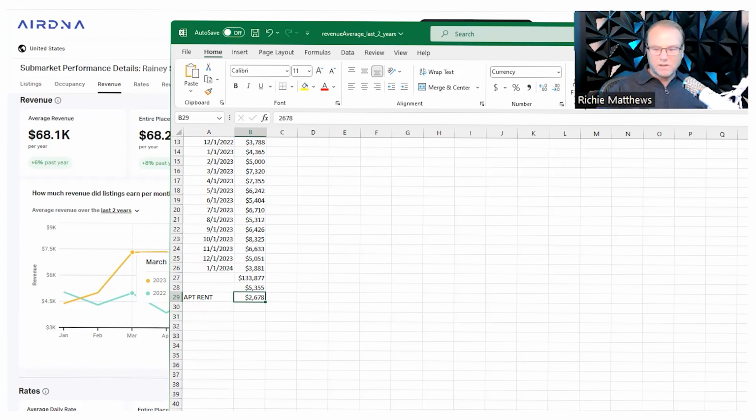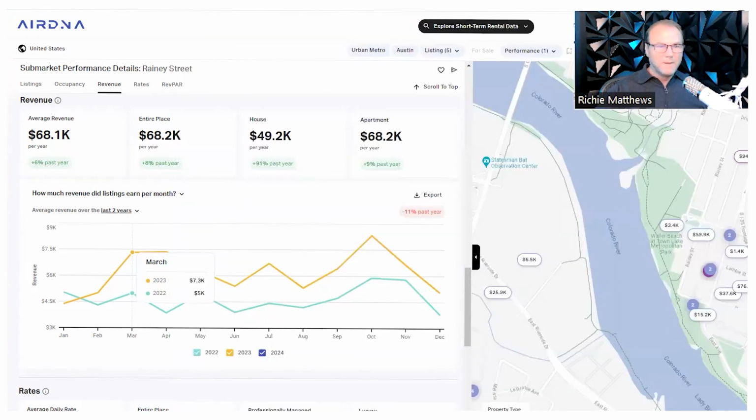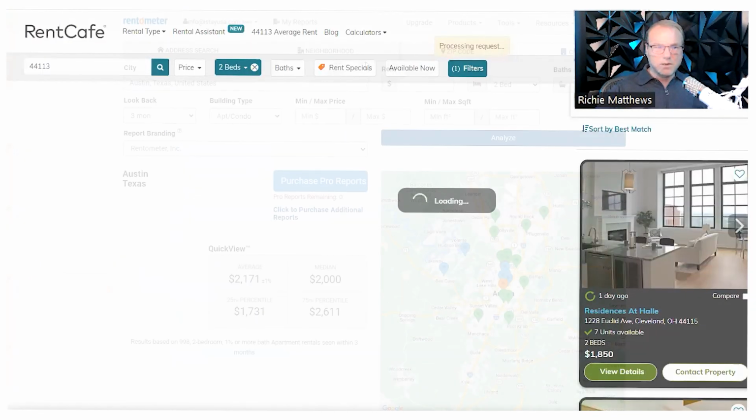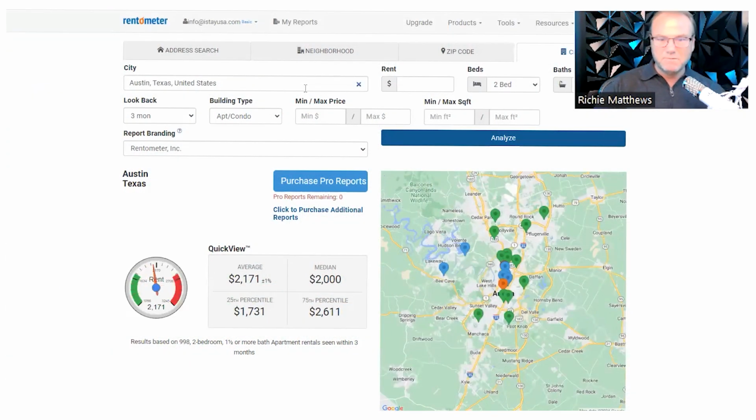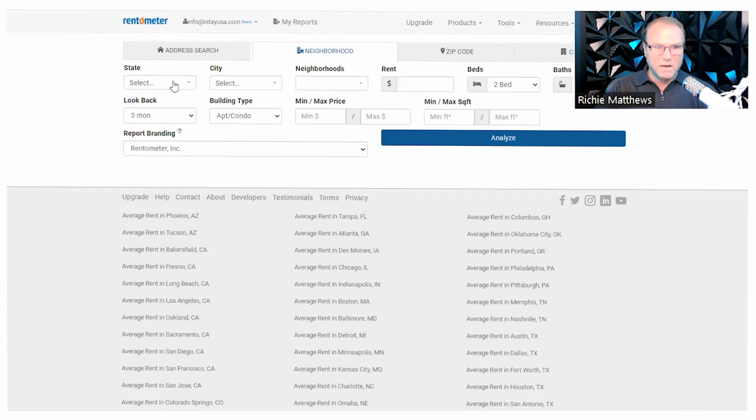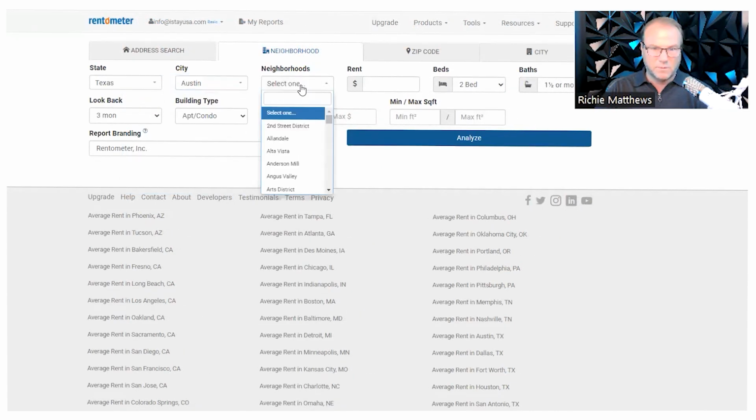So 2,677. The next thing we're going to do is go up to Rainey Street. Now, I like zip codes because I use Rentometer. Rentometer is this tool that gives us the median rent of a given market wherever we are. So we're going to go to Texas, Austin, and hopefully it's going to pull up Rainey Street. Let's see what it does here. There we go. There's Rainey Street District, 2-bedroom, 1.5 bath, because this only goes up to 1.5. Unfortunately, I don't know why they don't go up to 2.